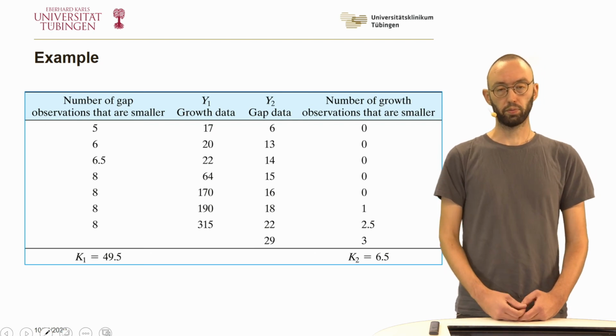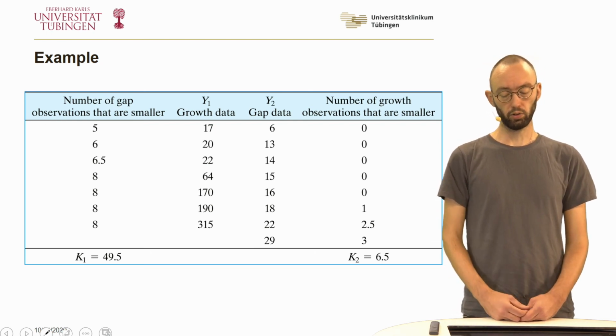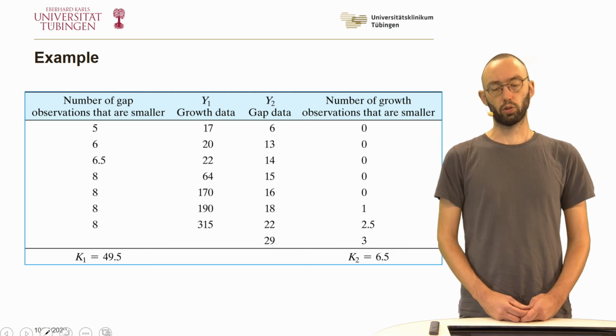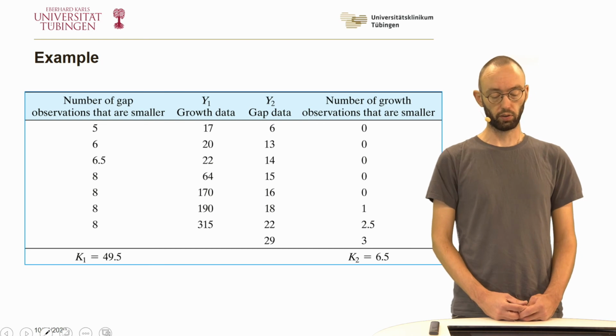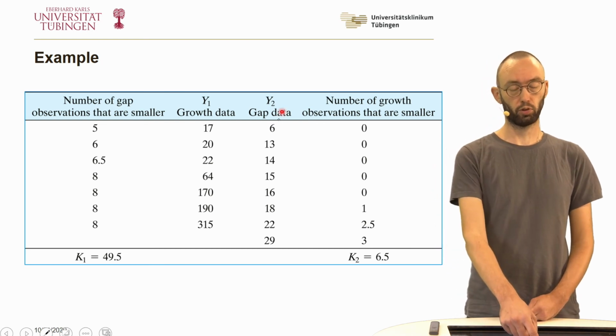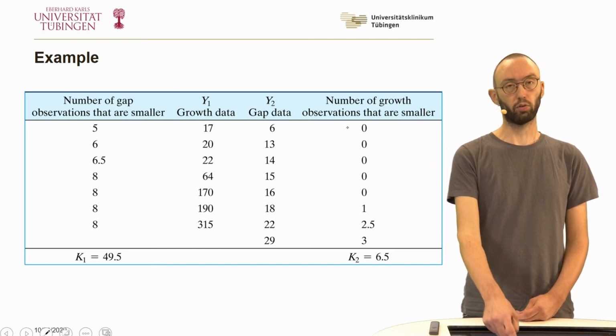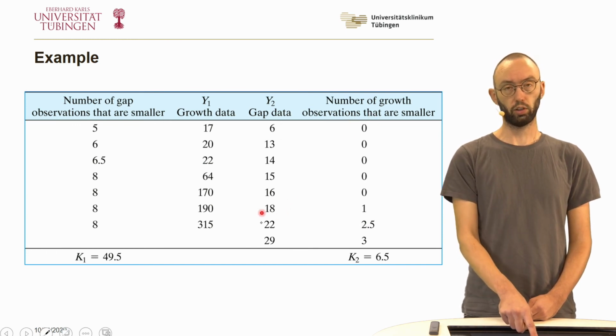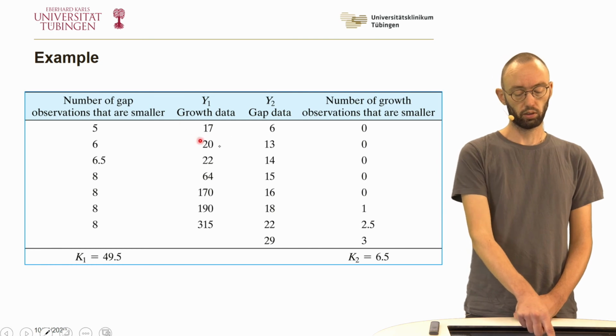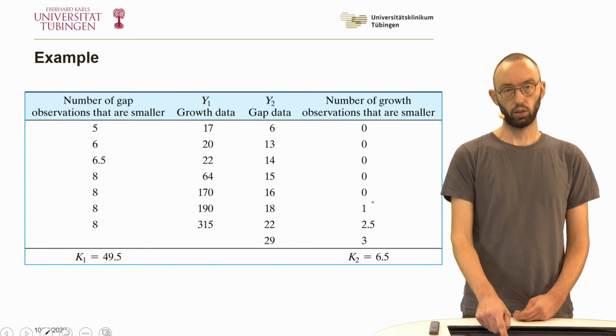We can then look at it the other way around and compute the number of observations in the growth data set which are smaller than any of the points in the gap data set. And we find, for example, for this first point here, that none of them are smaller. This continues until we reach the 18, and this is larger than the 17. So here's an entry of 1.